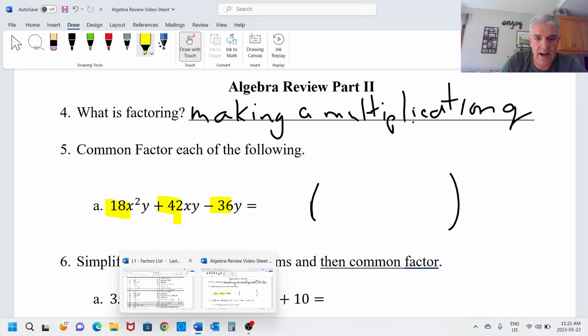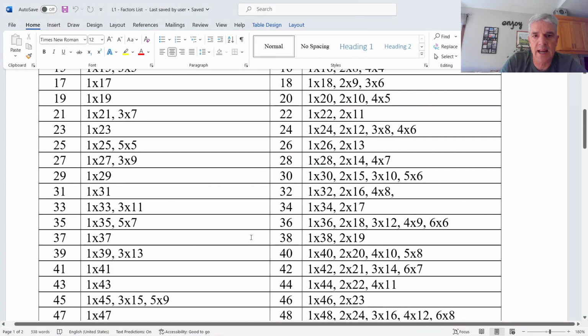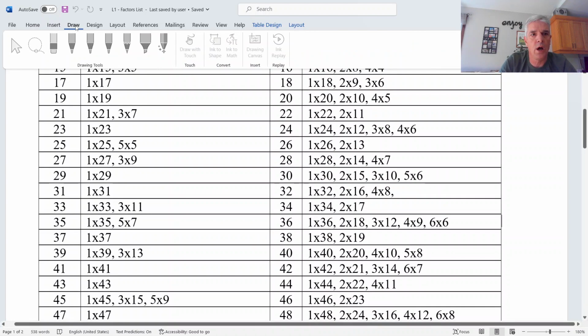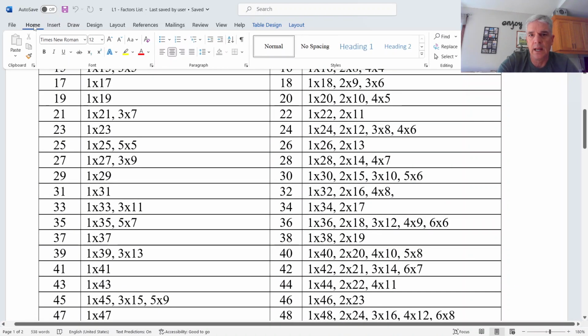If I go to my factors list, I see 18 is right up here. I'll highlight it somehow like that. Then I can see 18, 9, 6, 3, 2 are all factors. Then I go to 36 and I see 18 and 18, that's good. I also have 9 and I also have 6 as factors of 36. So those are all possible options.